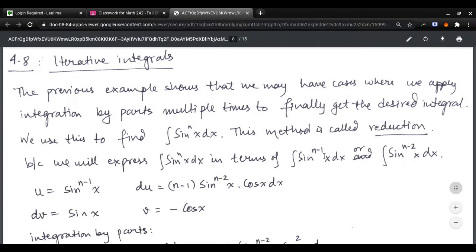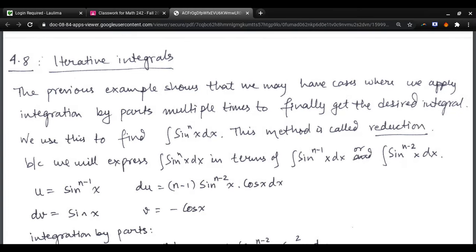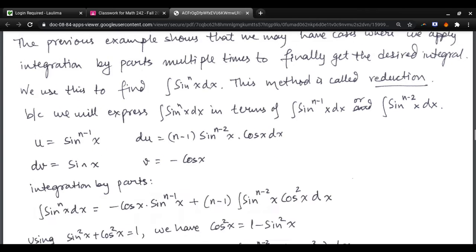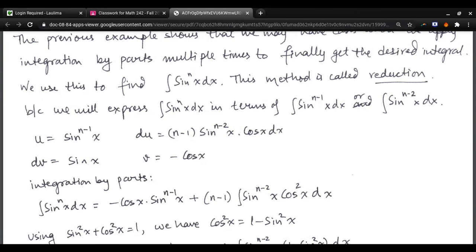Okay, as I said in the previous video, we have this process of applying integration by parts iteratively. Let's use this to find an expression for the integral of sine to the power n of x, where n is an integer. This method is called reduction, which means we are going to express this integral in terms of integrals of lower powers of sine.